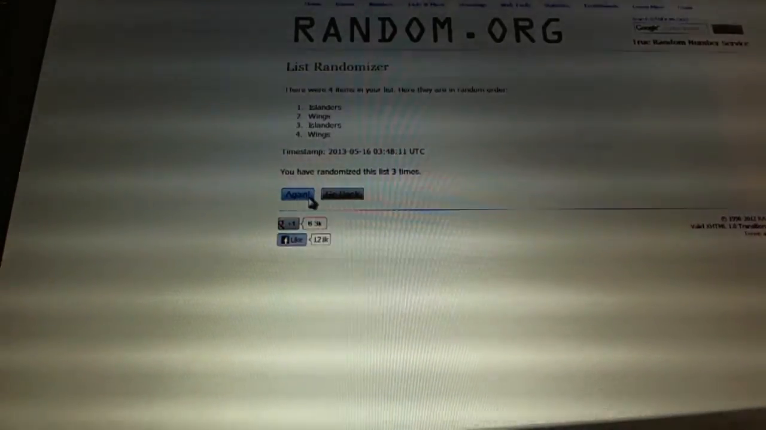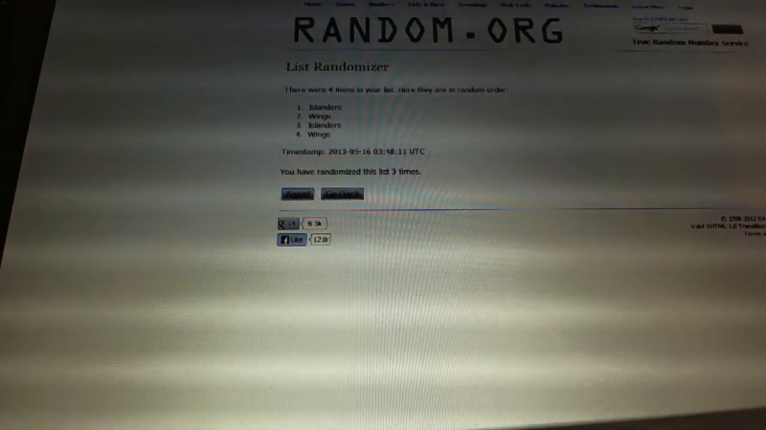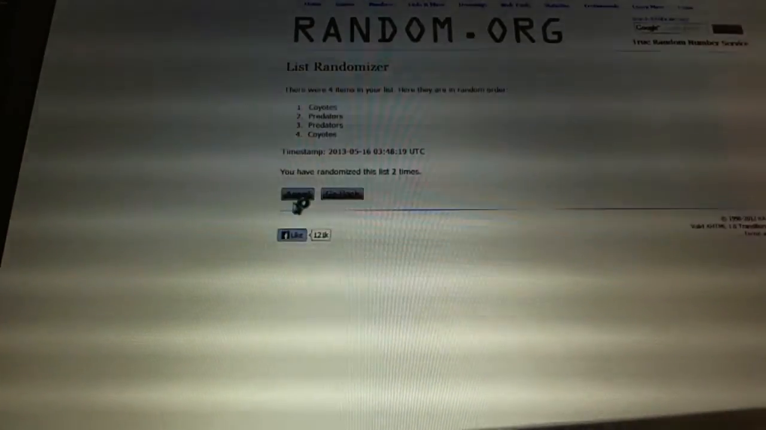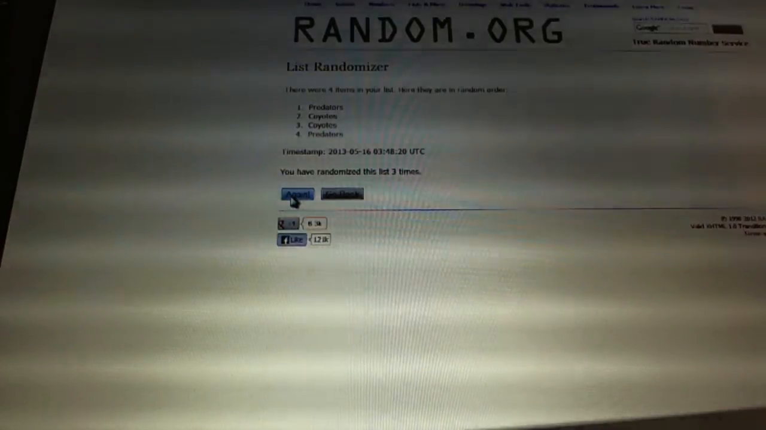The Islanders. Now for the Wilson Hanzel Path to the Cup Duel, 1, 2. Preds. Now for the quad jersey from Prime, 1, 2. The Coyotes.